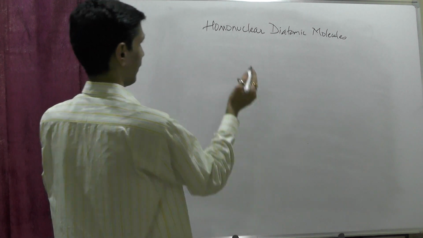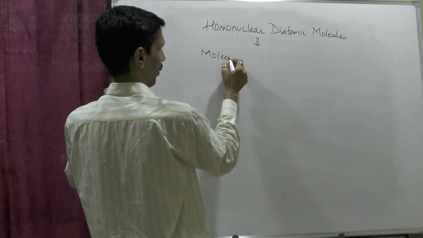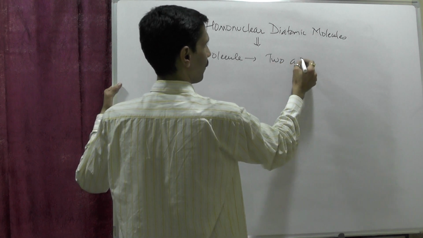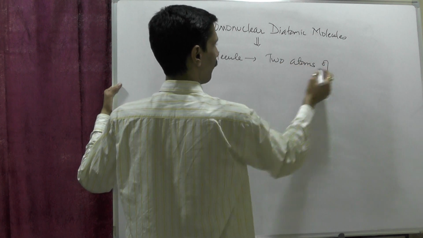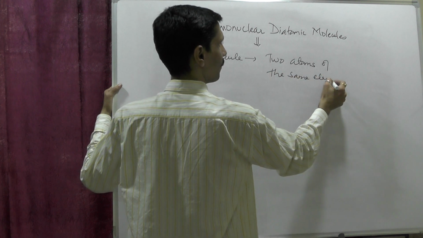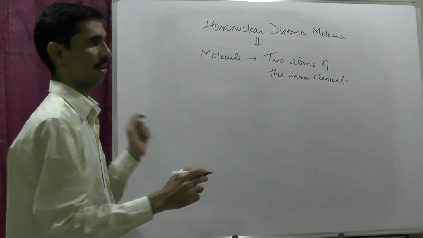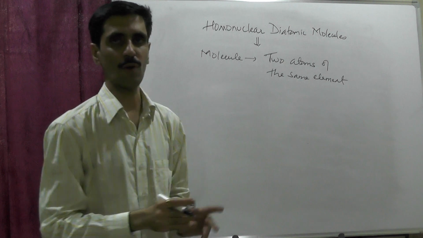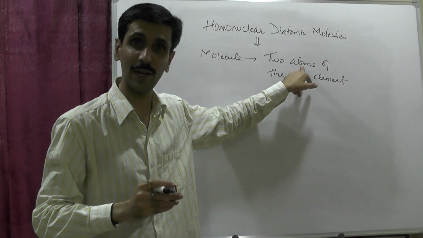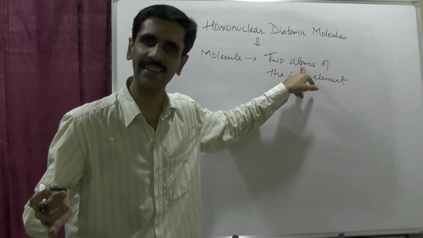Alright? So the simplest meaning of this homonuclear diatomic molecule is, we are talking about a molecule which is made up of two atoms of the same element. That is the meaning of homonuclear diatomic molecule. A molecule which contains two atoms, and therefore it is the simplest molecule. I cannot have a molecule with one atom. Then what is the difference between a molecule and an atom?